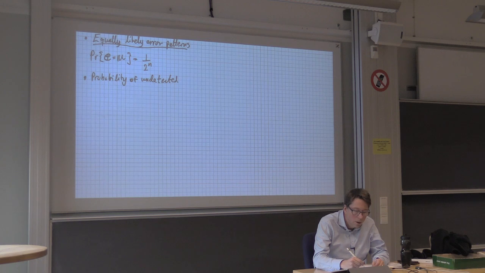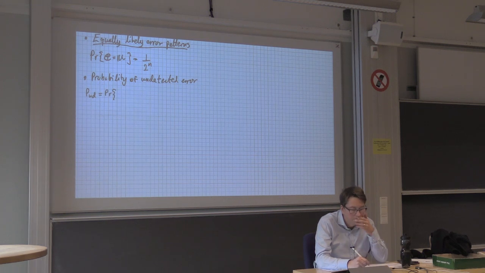Detected error. So what is this? Well, it's P_UD, and it's the probability that C plus E, so this is the received pattern, right? We transmit C, and we get some error E, that this is equal to, which is in the code, given that E is not 0. Okay.